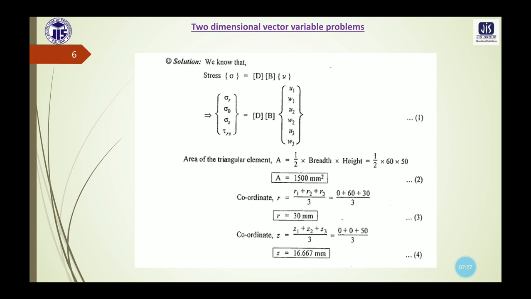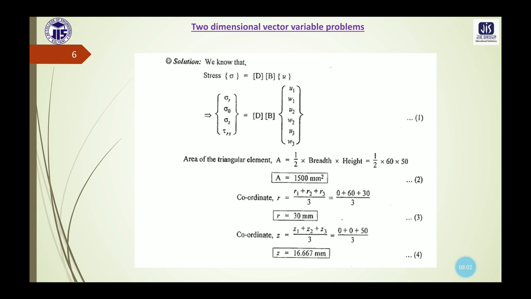Next, we need to calculate the coordinates r and z. To calculate the coordinate r, the formula we need to use is (r1 plus r2 plus r3) divided by 3. The value of r1 is given as 0, r2 is given as 60, and r3 is given as 30 millimeter in this numerical. Putting the values of r1, r2 and r3, we can calculate the value of r, which comes as 30 millimeter. It is 90 by 3, which is 30 millimeter.